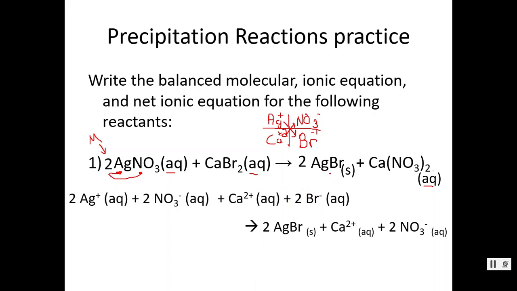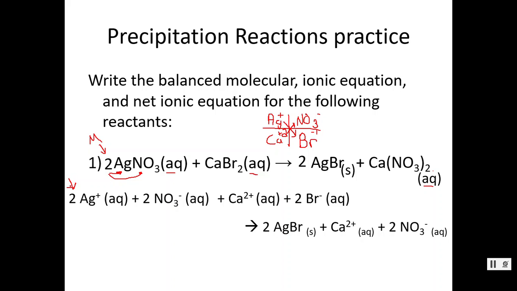For my product, I have my silver bromide as a solid, so that's going to stay together. I just write down my 2 AgBr solid. And then for my final product that is soluble, I split that up into its component cations and anions, realizing that I have 2 NO3s and that 2 becomes a coefficient in the ionic equation. So what I have written here, these two big long strands, this whole thing is the total ionic equation.